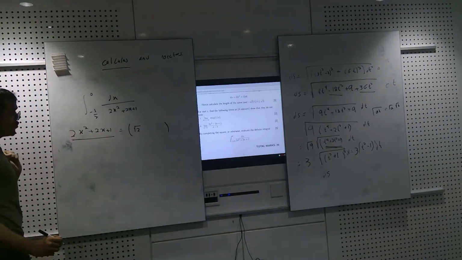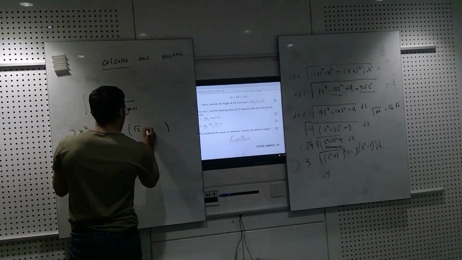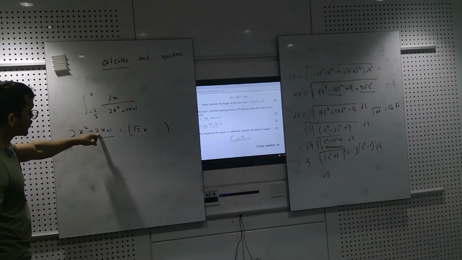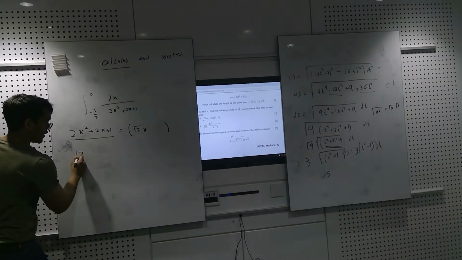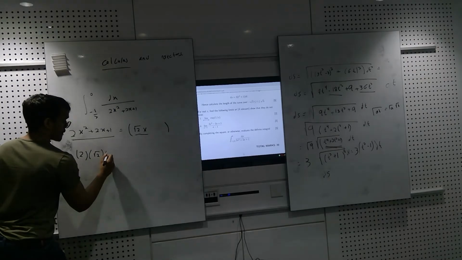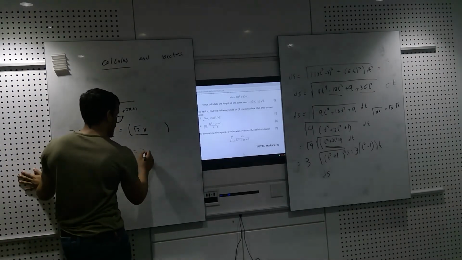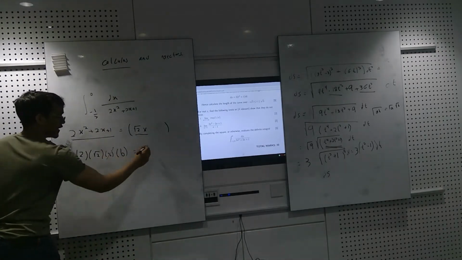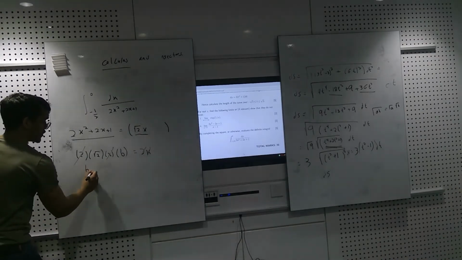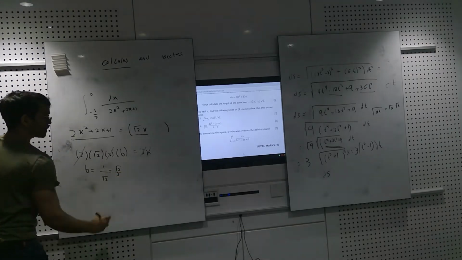The square root of x squared will be equal to x. And the middle term is 2 times the first term, times the second term that's unknown, which will be equal to 2x. The x and x will cancel each other, and 2 and 2 will cancel each other. So b is equal to 1 over square root of 2, or square root of 2 divided by 2.